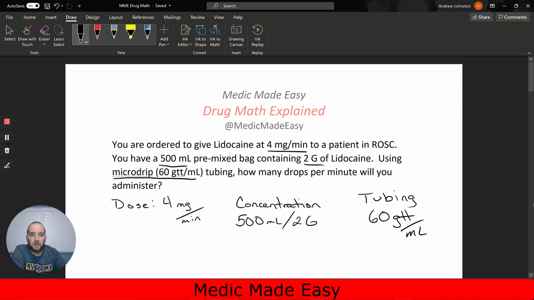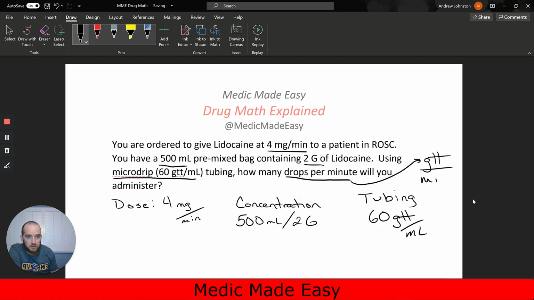Okay? So those are the core immediate numbers that we need to pull out for a medication infusion, these 3 variables: the dose, the concentration, and the tubing. And we're going to lay those out for how we can actually mathematically do it. But what's important to understand is what's our goal, right? Our goal is drops per minute. And drops per minute is going to be GTT per minute, so the drops will be on top, the minutes will be on bottom.